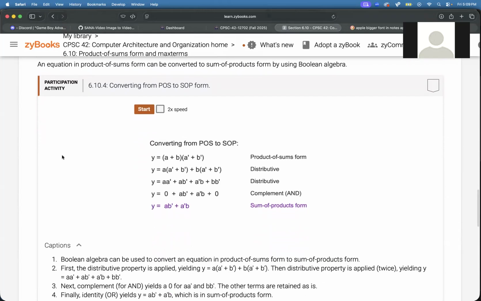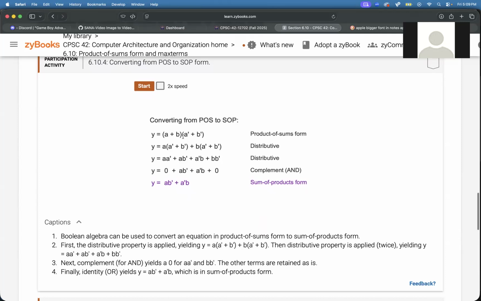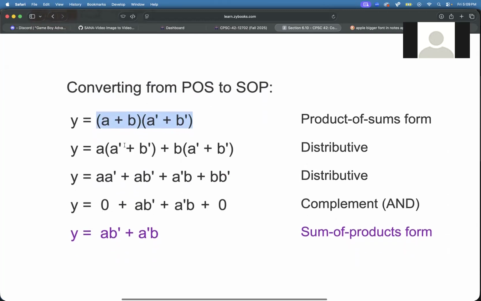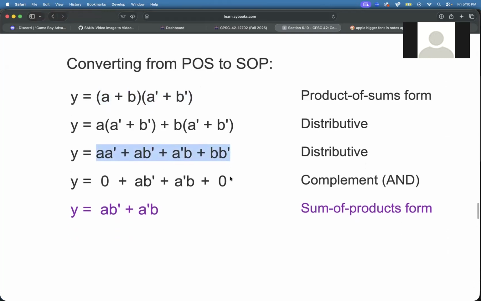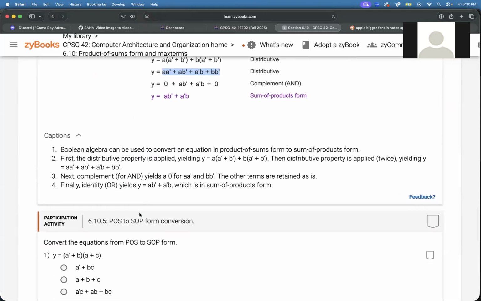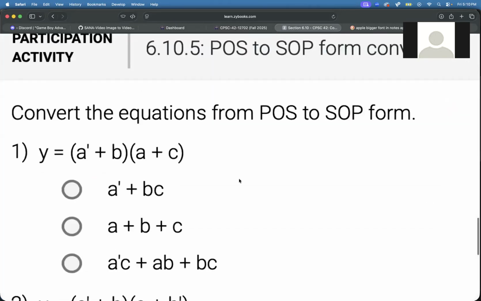All right. How do you convert? Well, you can just multiply it all out, right? So if you had this product of sums form, you could FOIL it all out, distribute, distribute. So that's like FOIL. And then once you FOIL it all out, some of the terms will disappear. Like A and not A is automatically zero. B and not B is automatically zero. And it would just leave you with two terms. So that'll be easy.